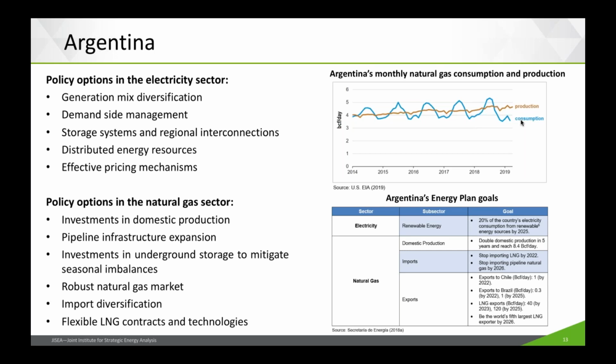Here we show some policy options in both electricity and natural gas sectors. I want to highlight the demand response and distributed energy resources in the electricity sector, especially to reduce the dependency on centralized solutions. Of course, these options should be followed by transmission and distribution infrastructure upgrades. And in the natural gas sector, the country needs some investments in underground natural gas storage, especially to mitigate seasonal imbalances. You can see the seasonality of gas demand in the figure on the upper right-hand side. The production is slowly increasing, but the natural gas demand is very seasonal. This is a big challenge, and we believe that natural gas storage, especially underground storage, might be a good solution to overcome this issue. Next slide.